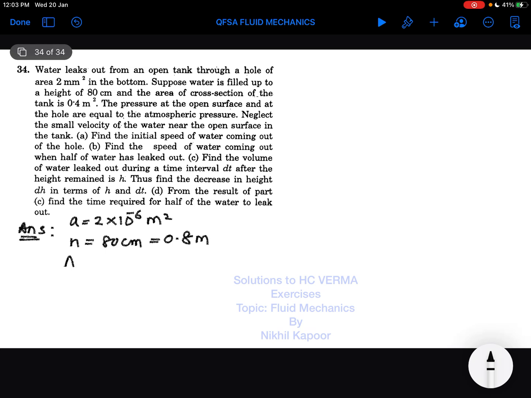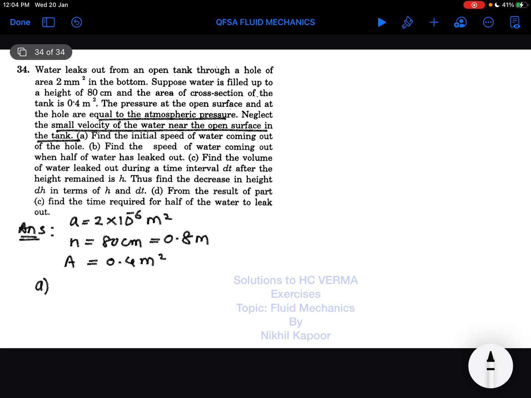The area of cross section of the tank is 0.4 meter square. The pressure at the open surface and at the hole is equal to atmospheric pressure. Neglect the small velocity of water near the open surface. Find the initial speed of water coming out of the hole.